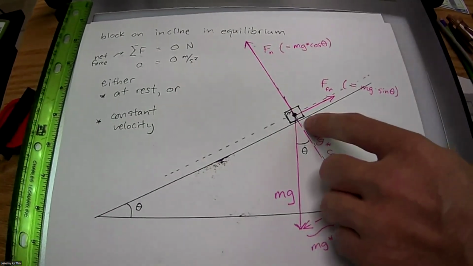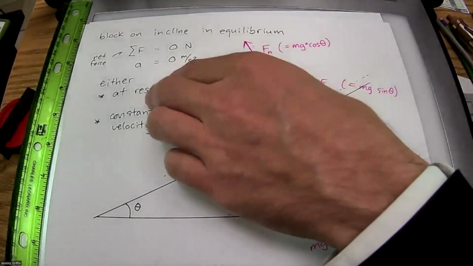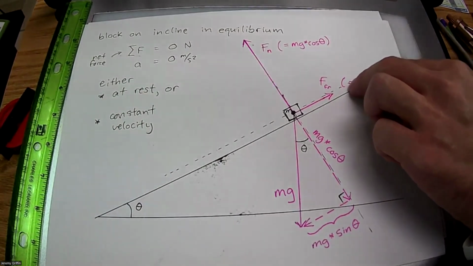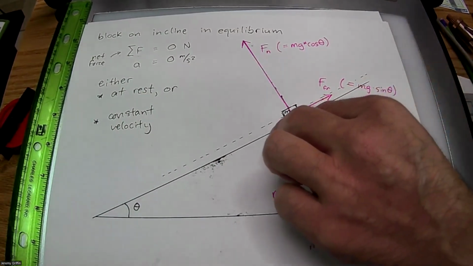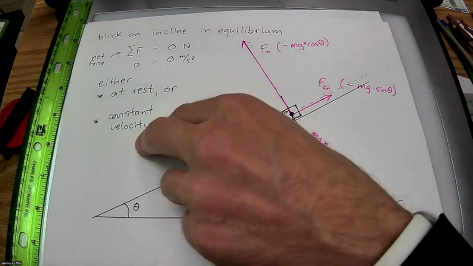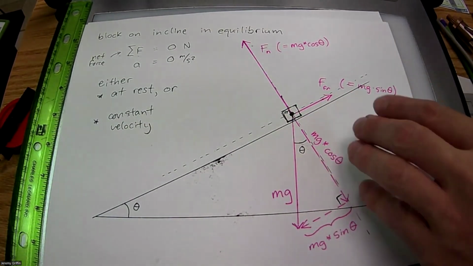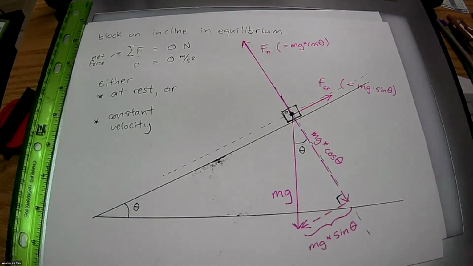If the block is at rest, then this would be static friction. But what about this: could the block be sliding down at constant velocity? That would still be equilibrium. So this would switch over to kinetic friction, but otherwise the free body diagram would look exactly identical. That could be that too. You guys good?